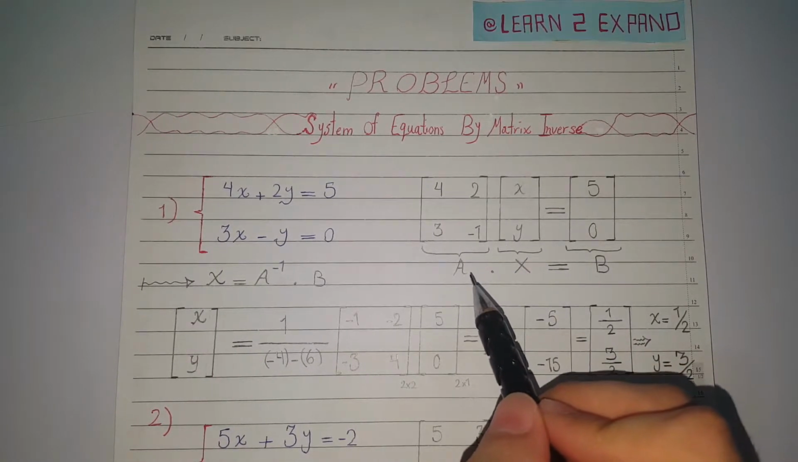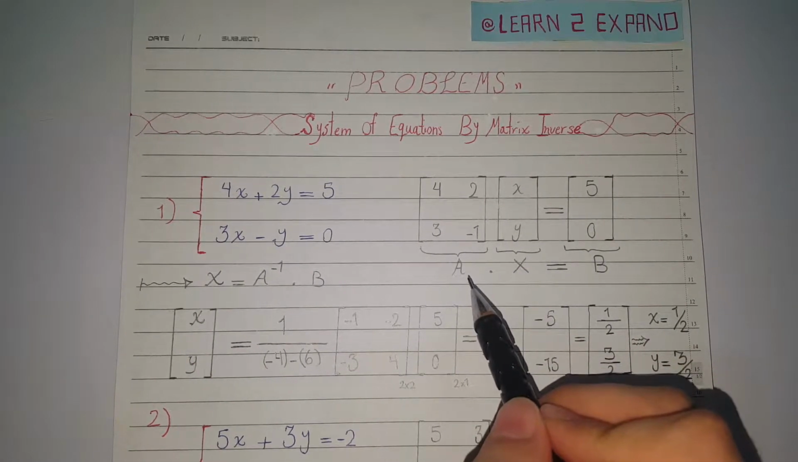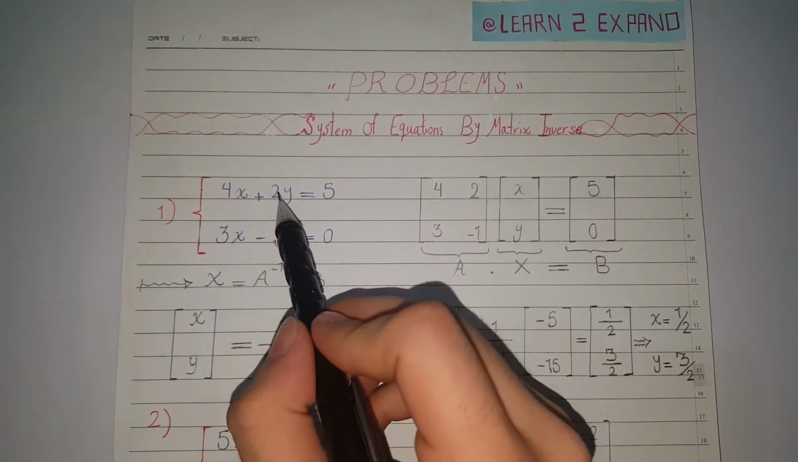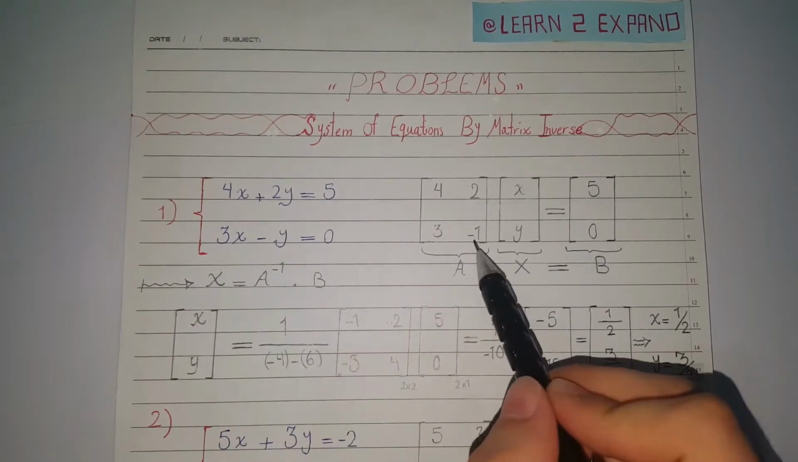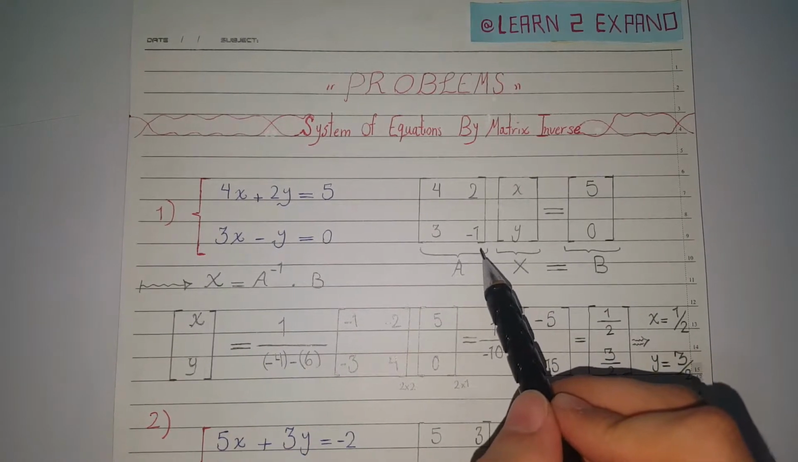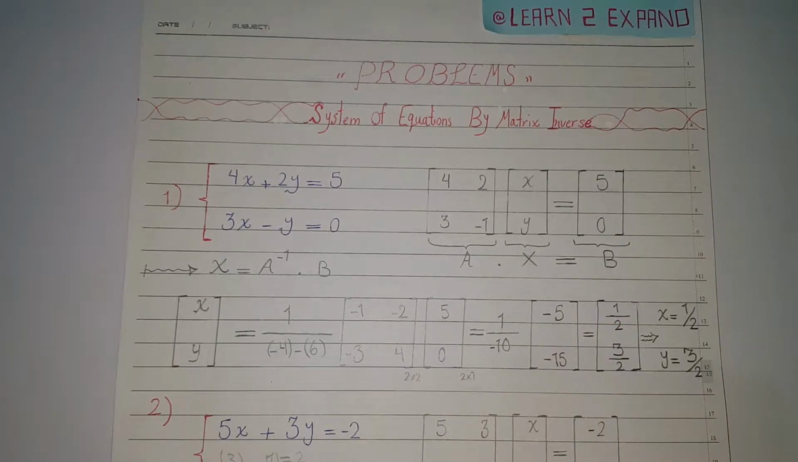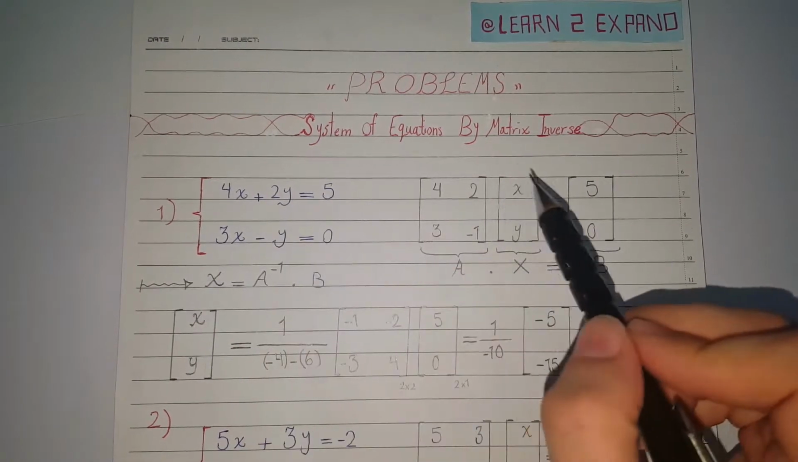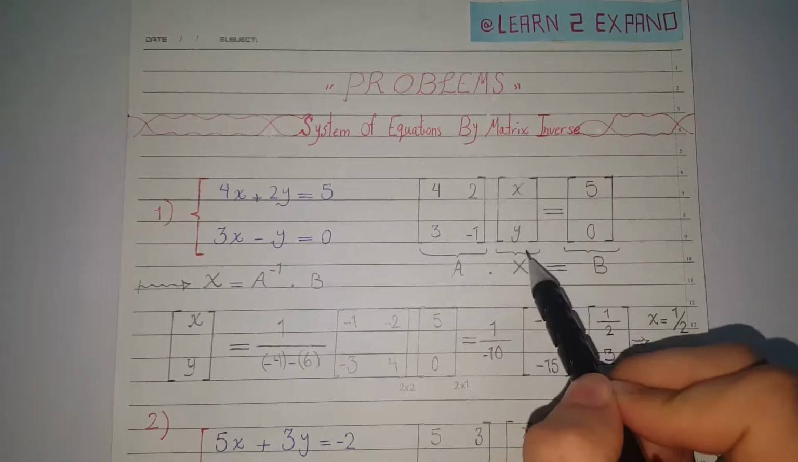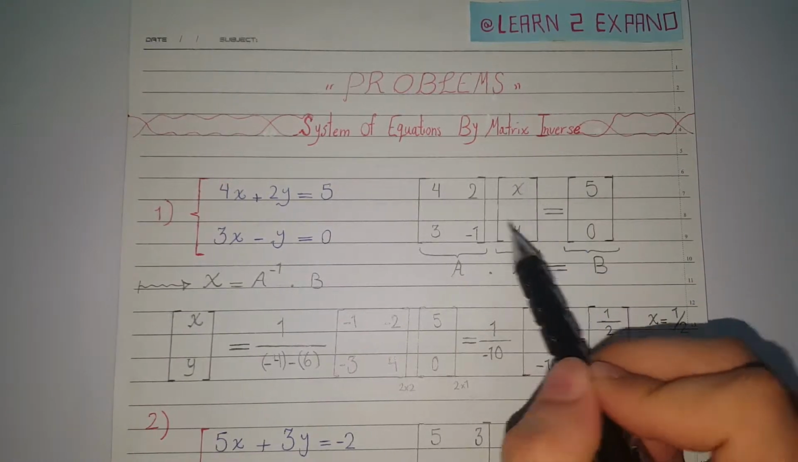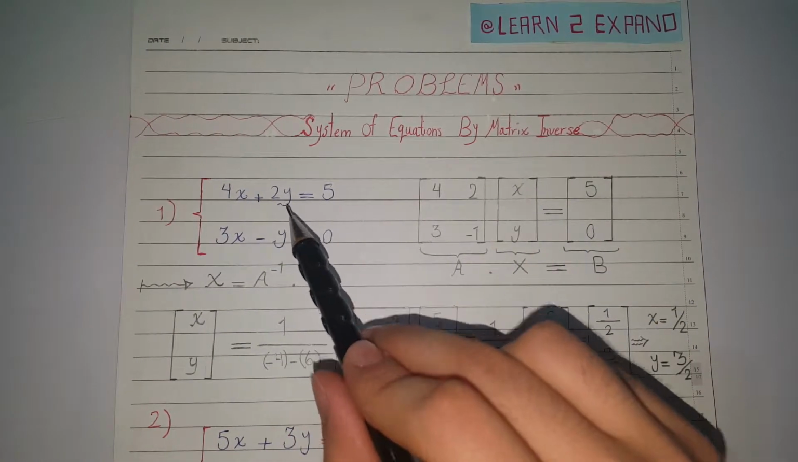The matrix A is the coefficient matrix, and our coefficients are 4, 2, 3, and -1 here. The matrix X is the matrix representing the variables of the system, and our variables are x and y. This is a vertical matrix, 2 by 1, because we have two variables.